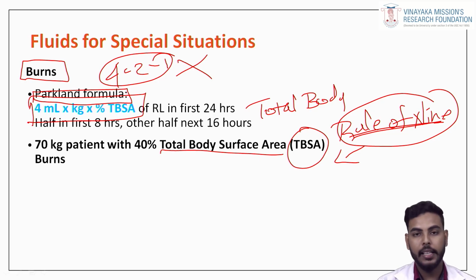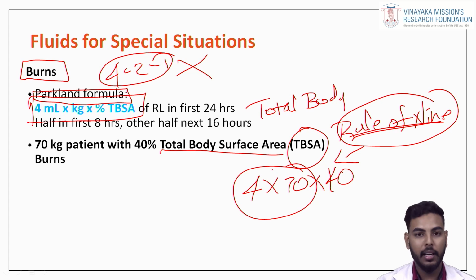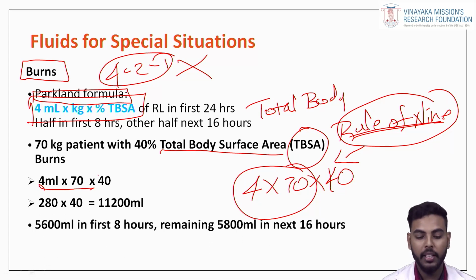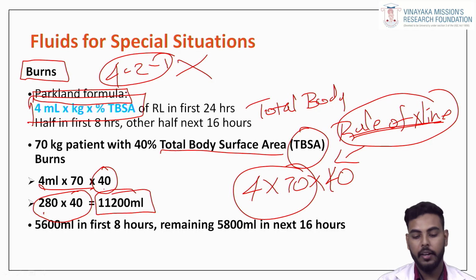Then the formula for calculating fluid in a burns patient is 4 ml into body weight in kgs into percentage of TBSA. For example, a 70 kg patient has a burn that is 40% of TBSA. So the formula is 4 into the body weight, 70, into the percentage, 40. First you calculate 4 into 70, which is 280, then multiply with 40. When we calculate all this, we will be getting 11,200 ml.